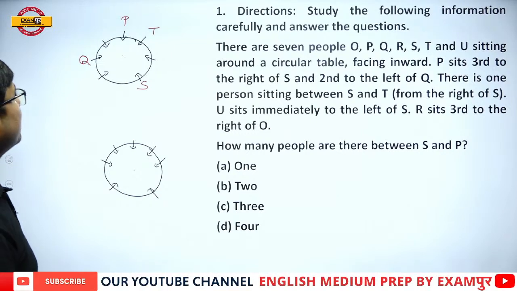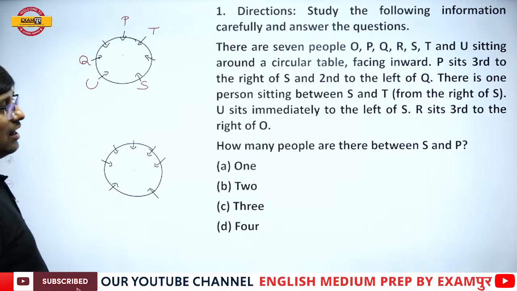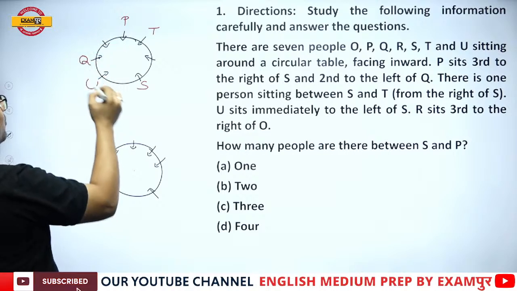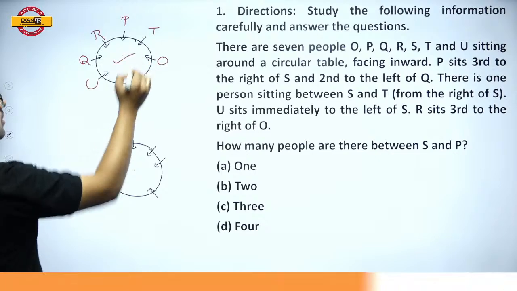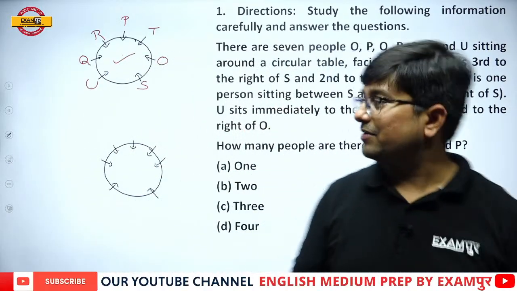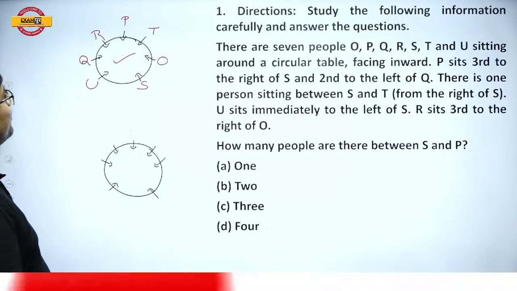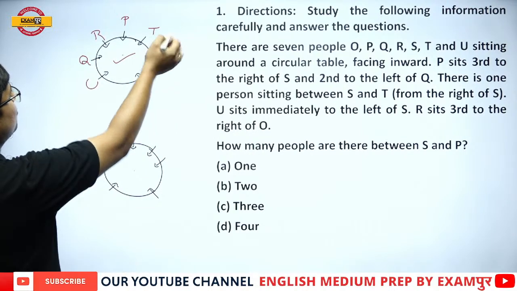U sits to the immediate left of S. R sits 3rd to the right of O. Over here, 1, 2 and 3rd right is not possible, but over here, 1, 2 and 3rd right, R is possible. Are you all getting this diagram? Yes or no? Now, how many people are there between S and P? The number of people between S and P is 2.